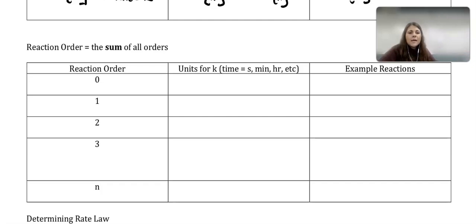So on the AP test, the units and value of K are worth a lot of points. In most cases, they're worth about 3 points total. That would be getting the correct answer, sometimes significant figures, as well as the unit. So if we look at this first part right here, the reaction order is going to be the sum of all orders, okay? Again, that would be looking at every single reactant's power and taking the sum of them.